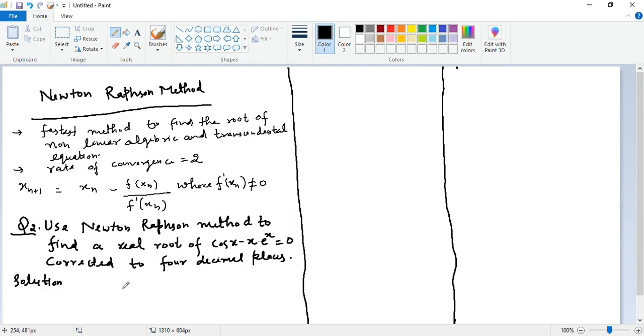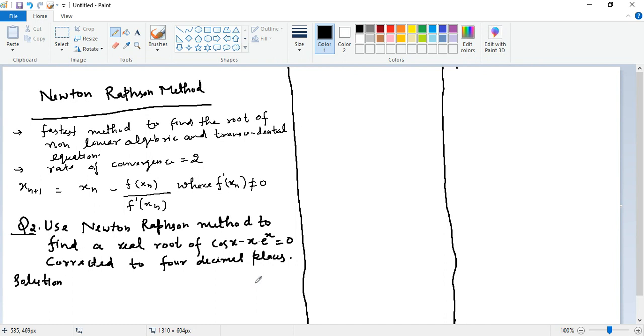Use Newton-Raphson method to find a real root of this, and you have to correct it to 4 decimal places. So what will we do in Newton-Raphson method? Firstly, we choose two close intervals. At one, we get a positive value of function. At another, we get a negative value of function.